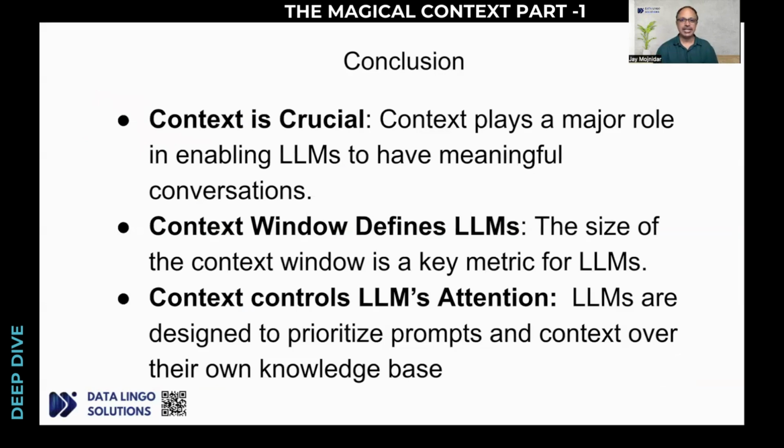LLMs remain stateless, meaning they are forgetful, much like Dory from Finding Nemo. Thanks to context, which plays a major role in enabling LLMs to have conversations. The size of the context, also known as the context window, is one of the major metrics that defines LLMs. LLMs are designed to pay higher attention to the latest prompt and previous responses in reverse order of their receipt. This helps in maintaining a conversational flow.